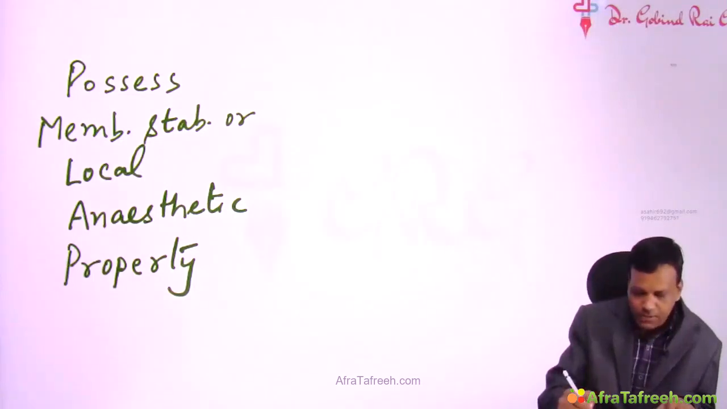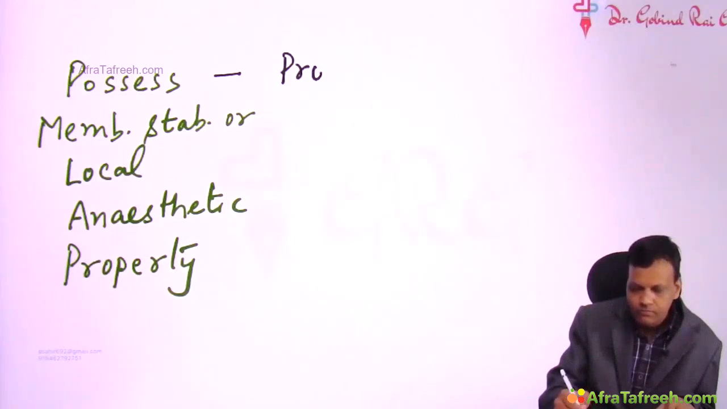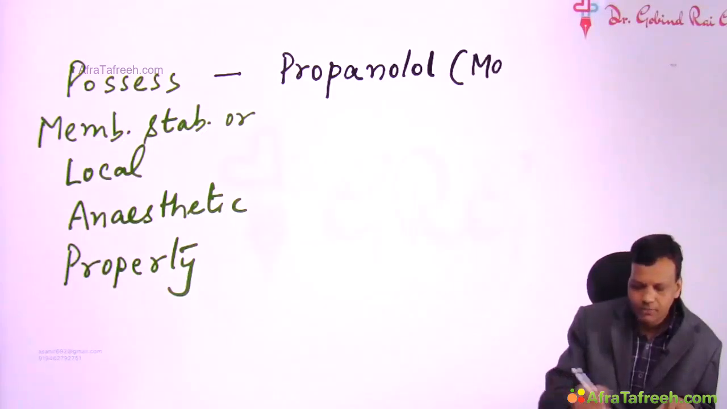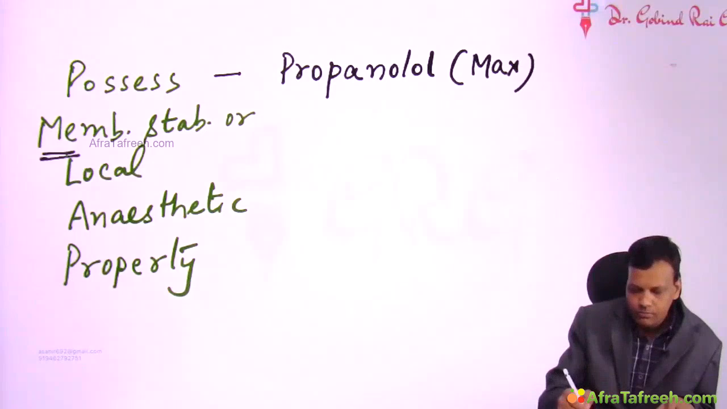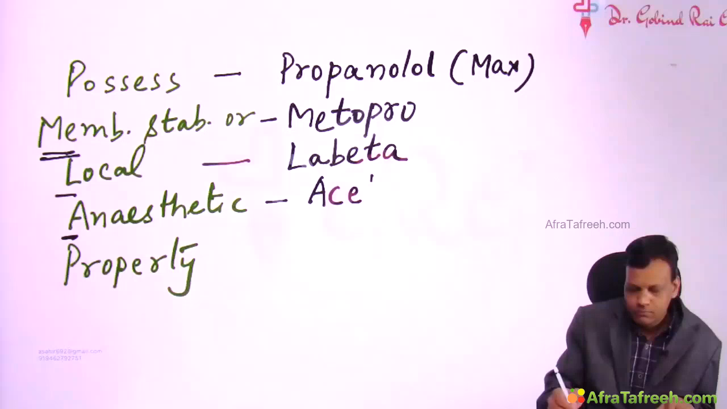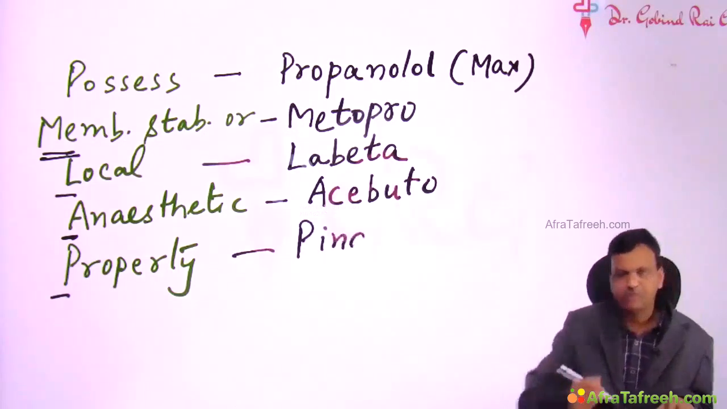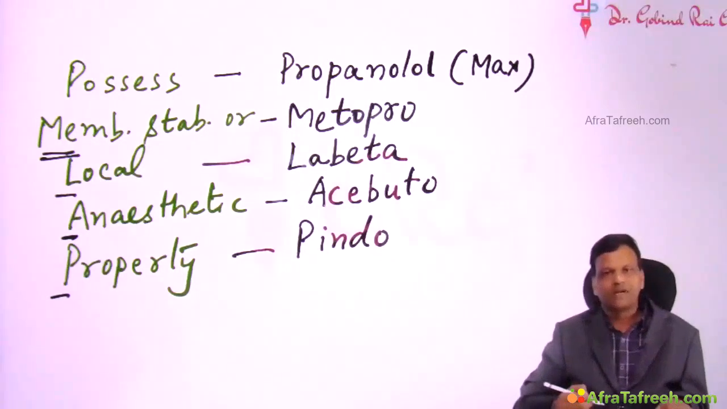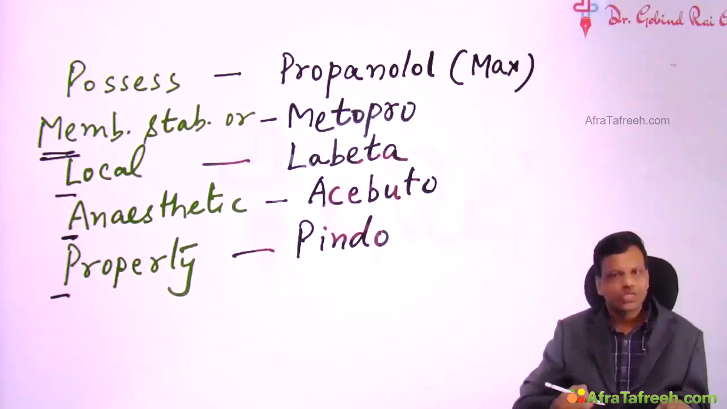The drugs are P for propranolol, which has maximum membrane stabilizing property. ME for metoprolol. L for labetalol. A for acebutolol. And P for pindolol. These are the beta blockers having membrane stabilizing property. They can be used in arrhythmias, but they are avoided in glaucoma.